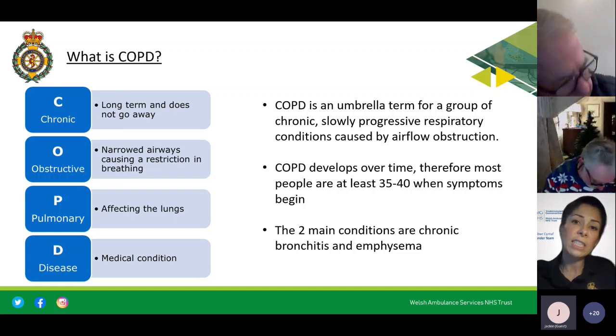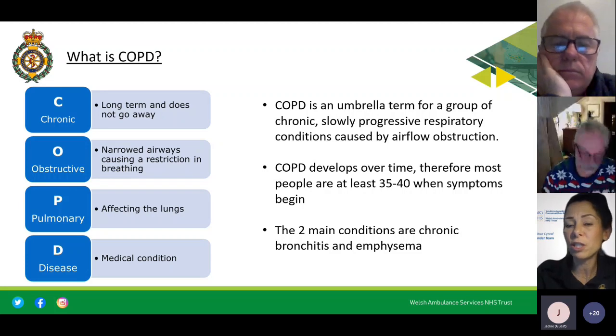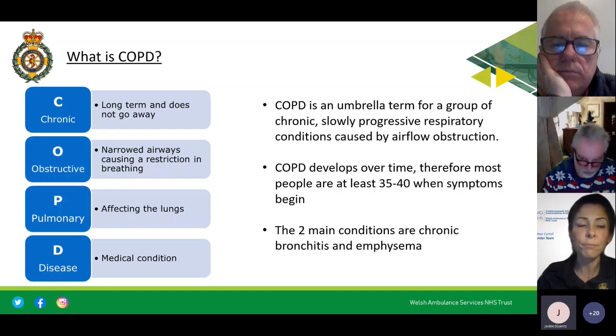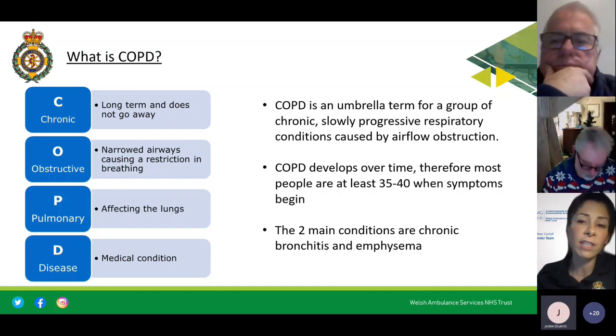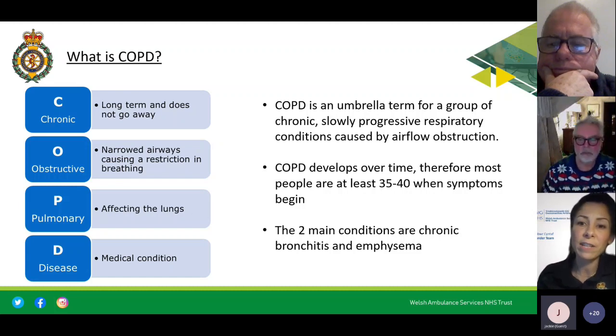So looking at the figures, it says that WAST receives up to 50,000 emergency calls per year for respiratory conditions, and a high percentage of those are for exacerbation of COPD. And the World Health Organization defines COPD as lung disease that is characterized by chronic obstruction of lung airflow that interferes with normal breathing and is not fully reversible.